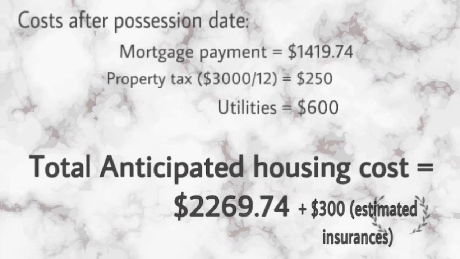So as you see, the total anticipated housing cost is $2,269.74. And on top of that, you also have to consider that there are other expenses na dapat nating i-consider, like yung insurances, ano. Although they are optional, it is beneficial if you would get those.